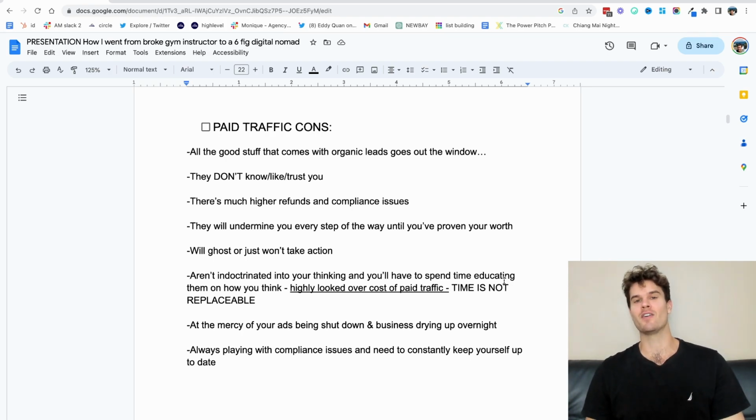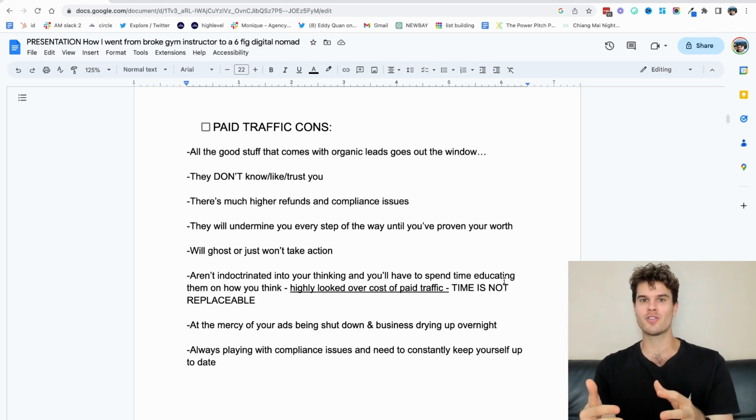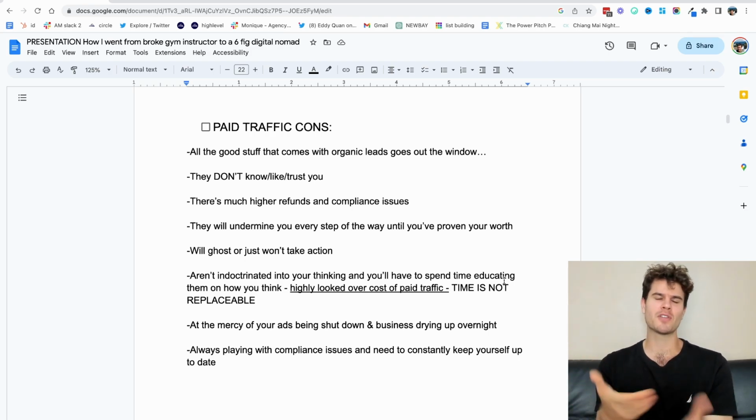Here's the thing with paid ads though, right? You're gonna have a lot of really skeptical people. You're gonna have people just bullcrap on the form saying that they've got the money. What else is there? Because they don't know, like, and trust you as well. And this is so massive. Because they don't know, like, and trust you, and they've come onto this call, they're going to be undermining you. The credit cards will be charging back. They'll be ghosting you.